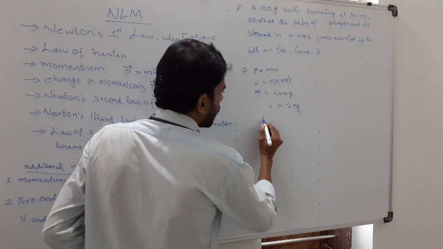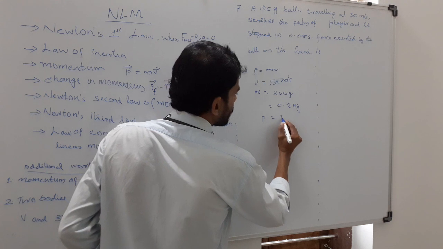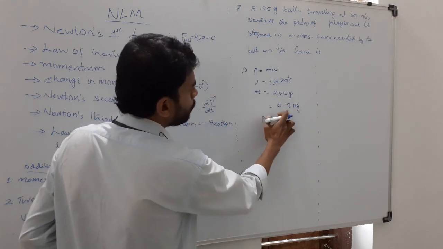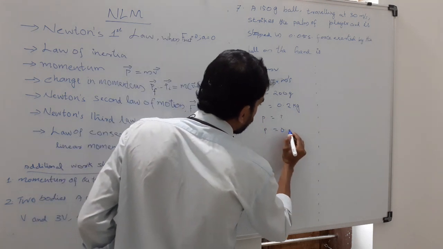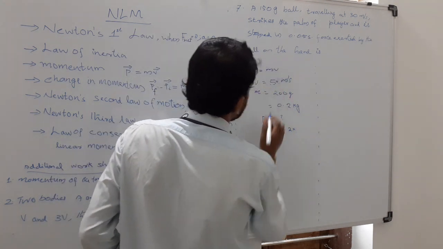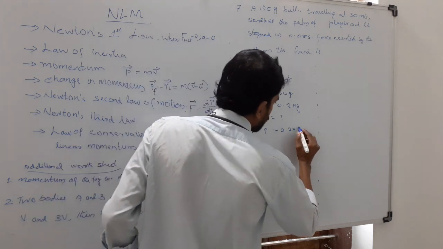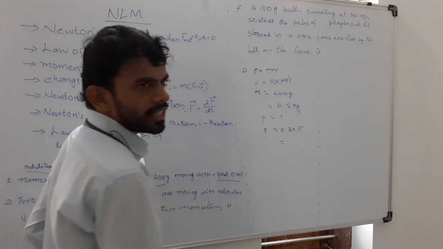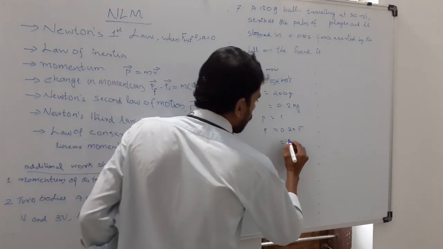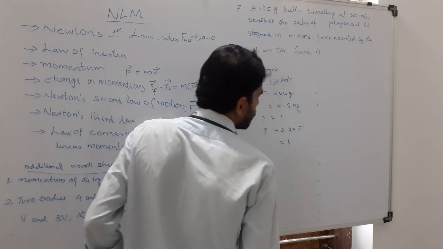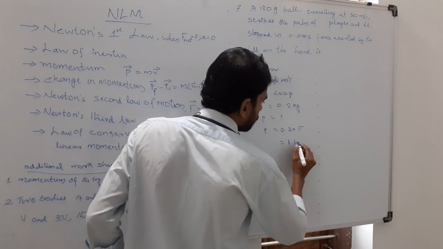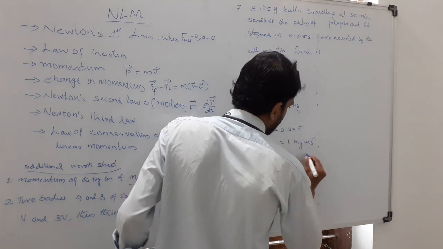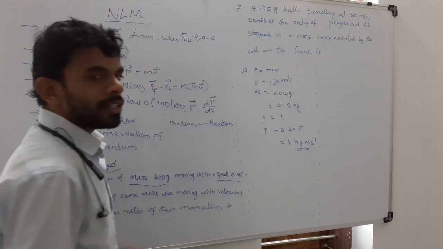Now we are asked to find the momentum. Momentum is mv, so P is equal to m times v. What is the value of m? 0.2. Into what is the value of v? That is 5. So 5 into 2 is 10. Here we have a decimal, so we can write it as 1. What is the unit? 1 kilogram meter per second.